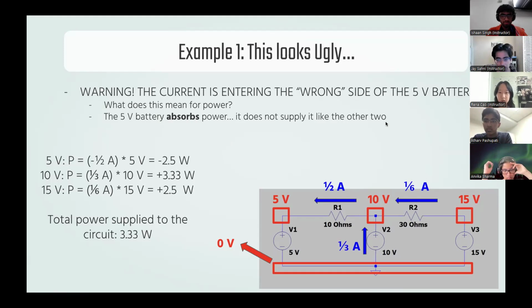Yeah. And then we use P equals IV to find the power at each of the nodes. And then all the equations are on the side, and it's just math. So 1/2 current times 5 volts, we have 1/3 times 10, and then we have 1/6 times 15, and then we get these values which we add together. Does anyone have any questions about just the math portion of that? We all good?